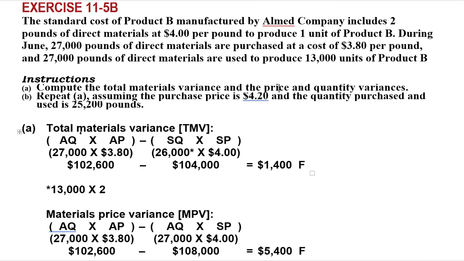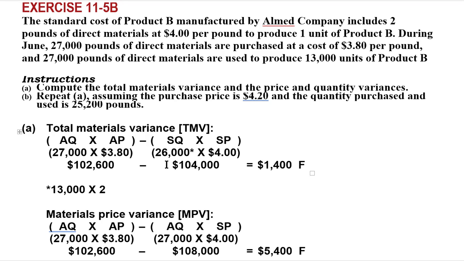To calculate your total materials variance, you are going to use this formula: actual quantity times actual price, subtract standard quantity times standard price. Based on the information given, 27,000 is the actual quantity, $3.80 is what they actually paid for the item, and so that gives us a total cost of $102,600. That's what they actually paid.